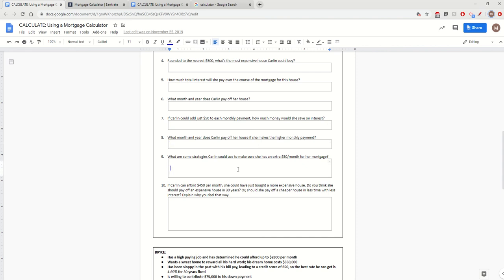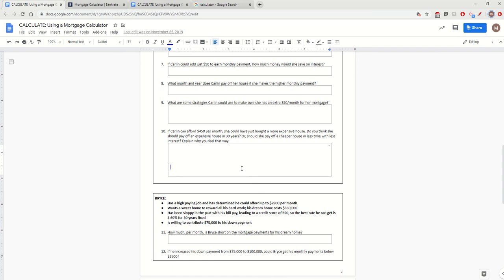Number 9, what are some strategies Carlin could use to make sure she has an extra $50 a month? You could have a bunch of different answers here. You could say that she automatically saves $50 from her checking account and it goes directly to her mortgage, like an auto pay kind of thing. She could maybe take on an extra job, maybe babysit or put in a few extra hours of work, and make sure that she has those $50. She could budget. There's a bunch of things that she could do.